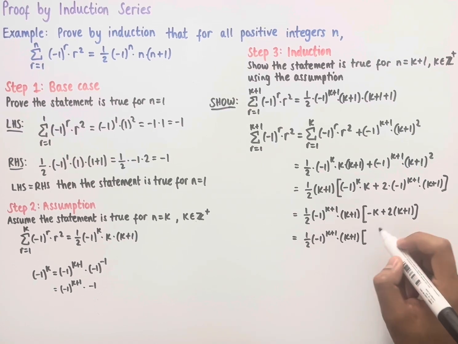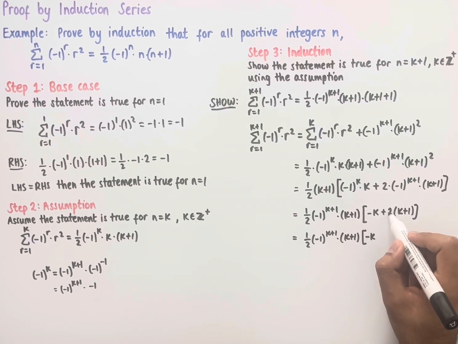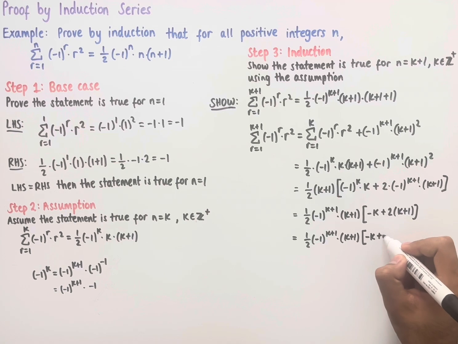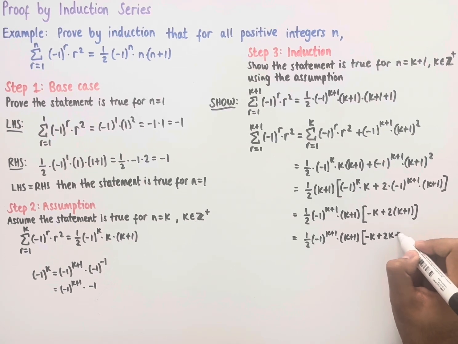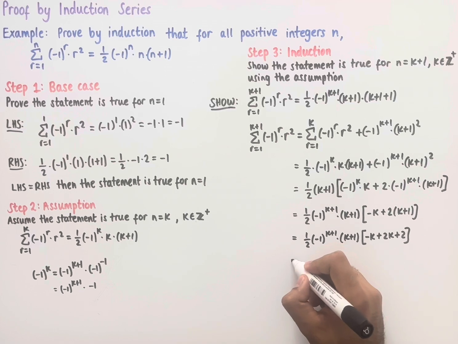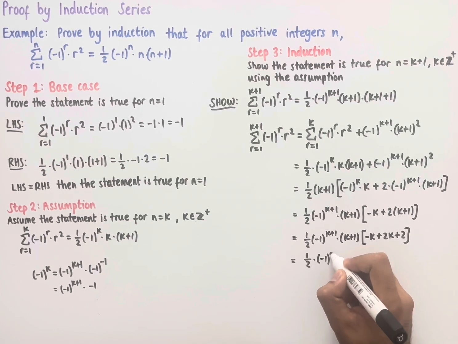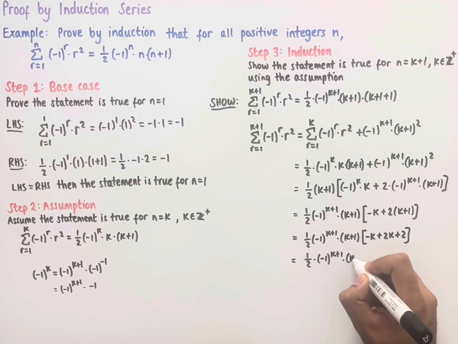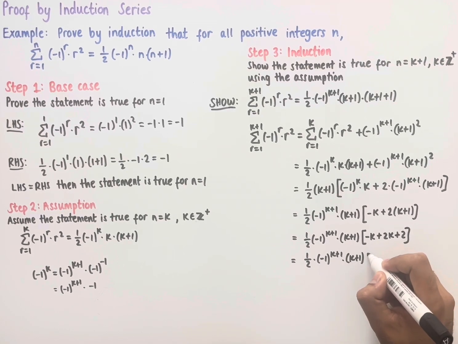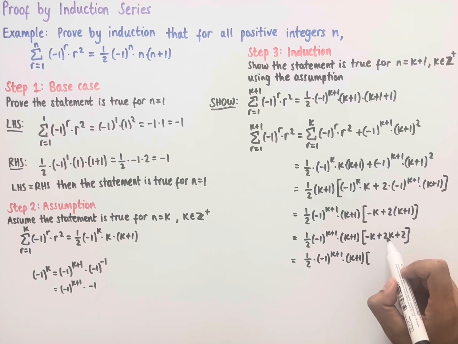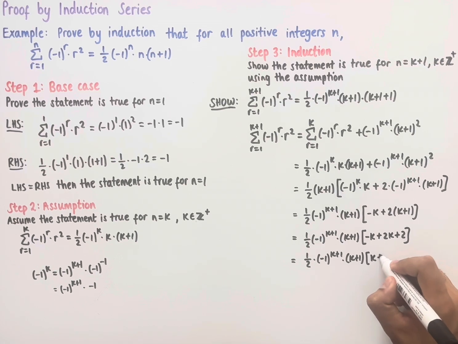And then in the square brackets, we now have minus k. Now expanding the bracket, 2 times k is 2k, and then 2 times 1 is 2. So if we simplify this, we end up with a half times minus 1 to the power of k plus 1 times k plus 1 times, in square brackets, minus k plus 2k is k, and then we have plus 2 on the end.